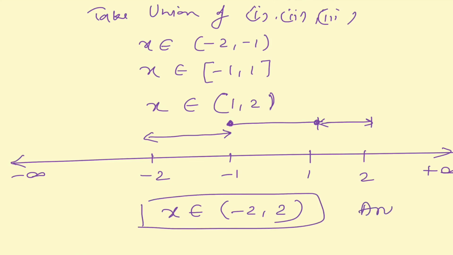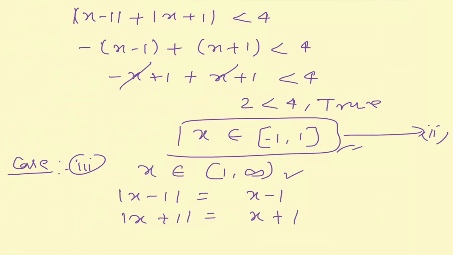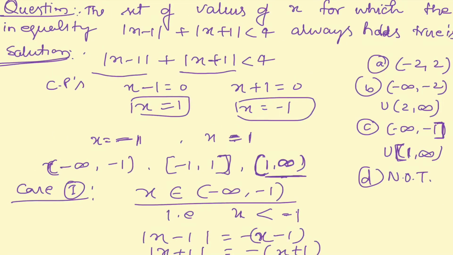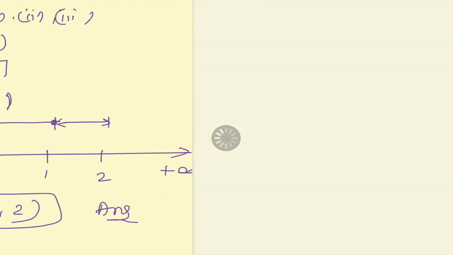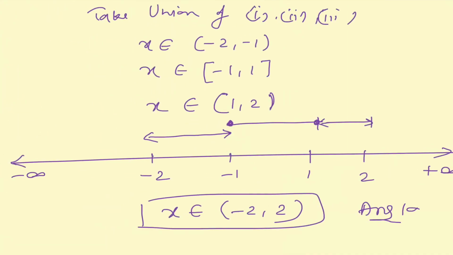So according to the options, which one is our answer? That is minus 2 to 2. A is the correct one. Option A is the correct one.